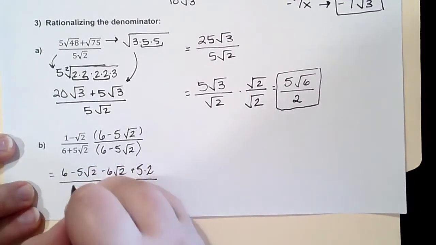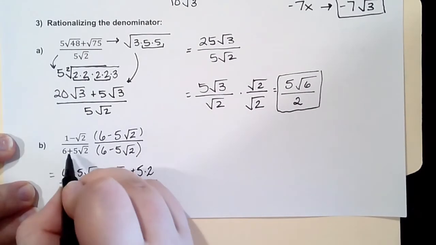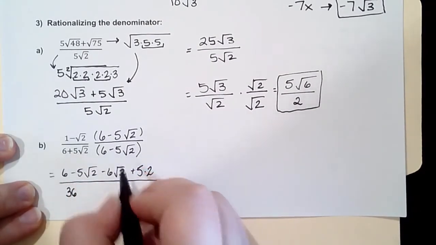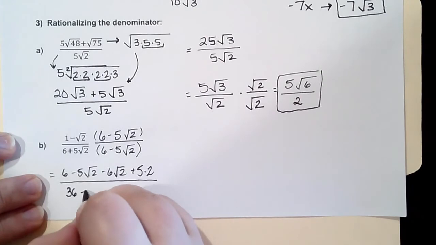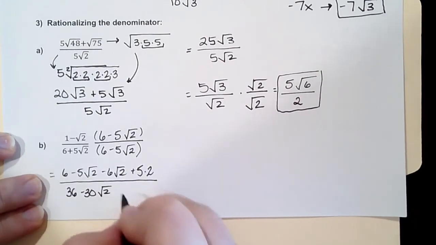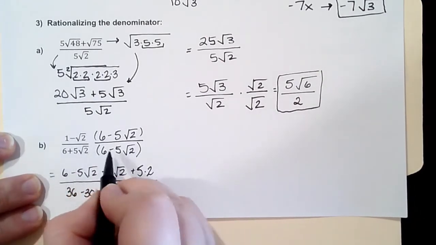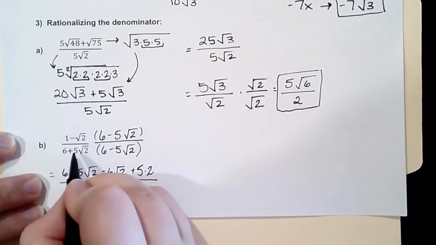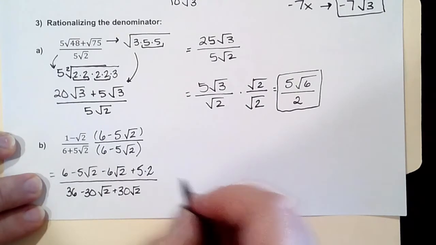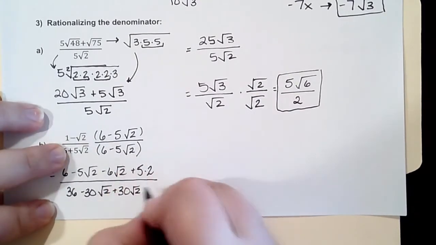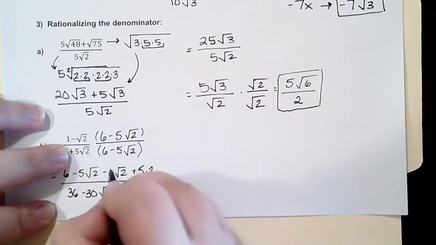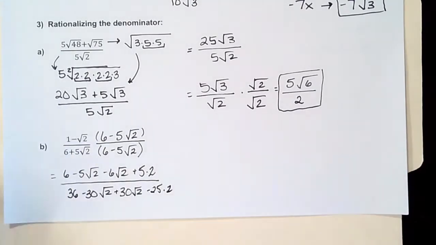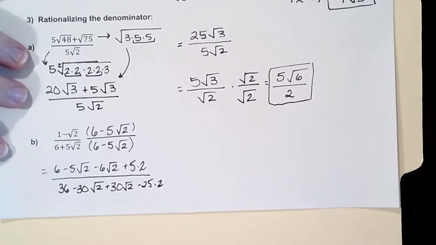6 times 6, 36. 6 times negative 5 root 2 is going to be negative 30 root 2. Positive 5 root 2 times 6 is positive 30 root 2. And then positive 5 root 2 times negative 5 root 2: 5 times negative 5 is negative 25. Root 2 times root 2 is 2. Again, multiplication going on there.